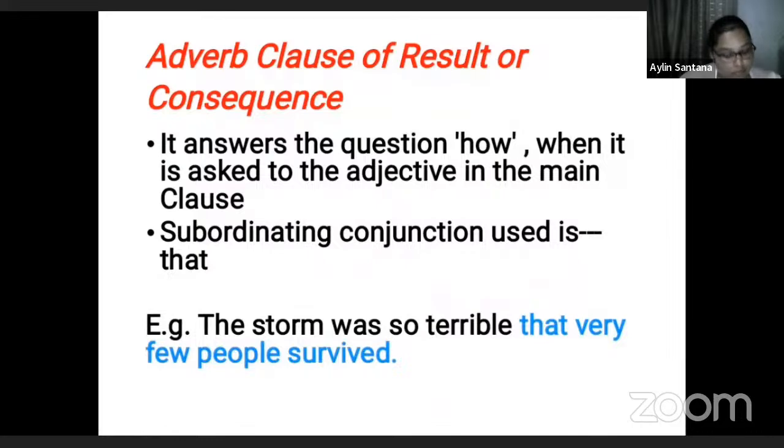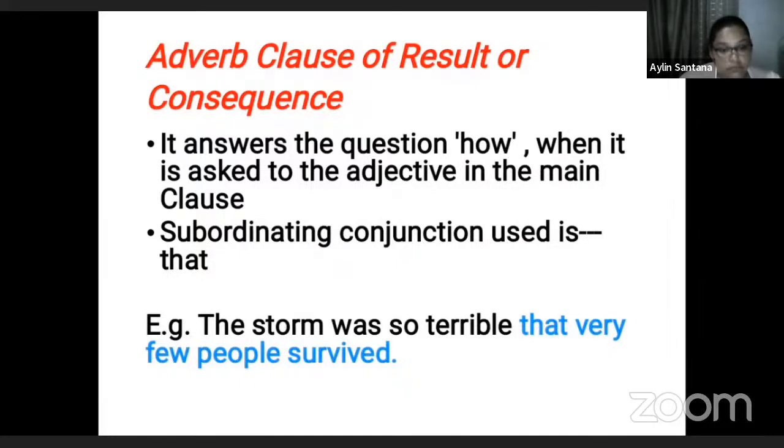So now here, "the storm was so terrible" is the main clause, and "that very few people survived" is the subordinate clause. Now you have to ask a question with "how" to the main clause adjective. What is the adjective in the main clause? The storm was so terrible. "Terrible" is the adjective which tells more information about the storm, modifying the noun storm.